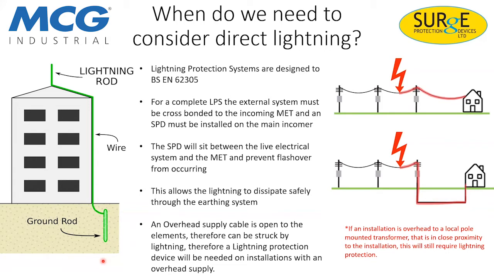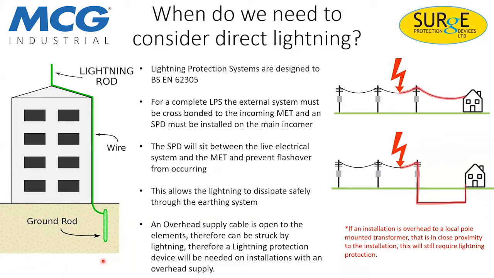Now, for a complete lightning protection system, the external system must be cross-bonded to the incoming MET, and an SPD must be installed on the main incomer. So that SPD then sits there between the live electrical system and the MET to stop flashover from occurring. So stops the lightning from being able to get into that electrical system. This allows the lightning then to dissipate safely through the earthing system.